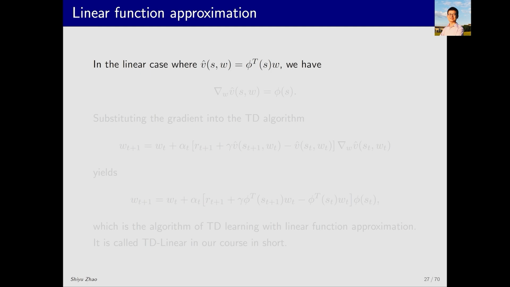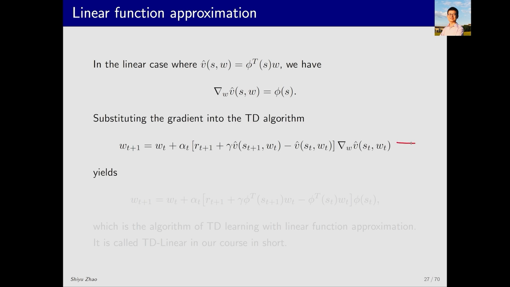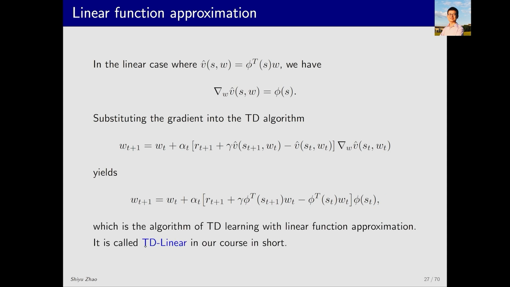Now, let's look again at the linear case. If v hat can be written as such a linear expression, I can compute its gradient, which equals phi(s), the feature vector. If I substitute v hat and its gradient into the algorithm we derived from TD learning with value function approximation, then we obtain the following algorithm. We've already introduced this algorithm in the pseudocode, and here we give it a name called TD-Linear. I will use this algorithm in several examples to demonstrate the advantages and disadvantages of linear function methods.